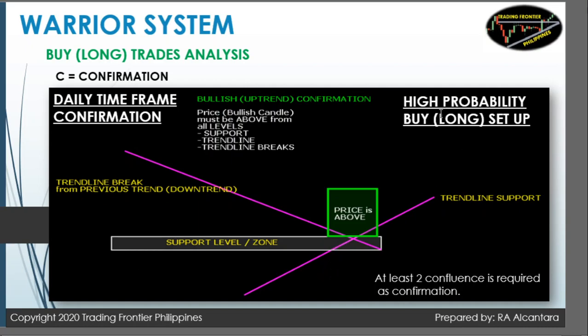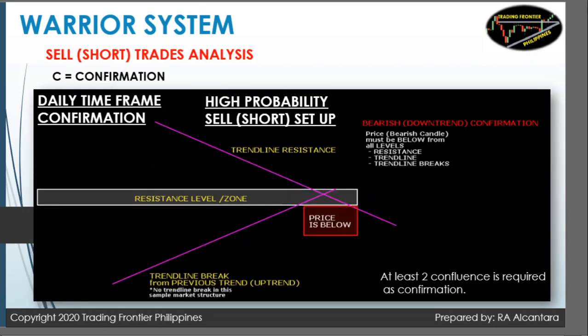Be on a high probability trade setup for a long. Again, on the other hand, for a short setup, I'm always repeating this, you should be below these three levels: key significant resistance level or zone, trend line resistance, and counter trend line break. At least two confluences will do. So this is the setup for a high probability short or sell setup, again on our TFP Warrior system.